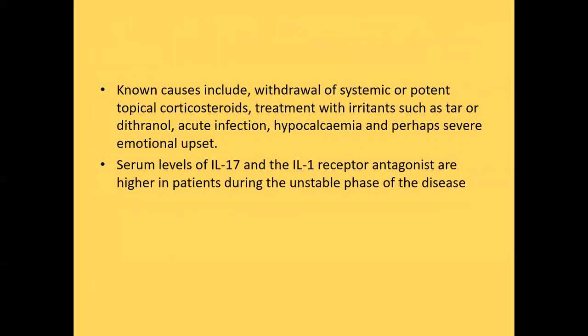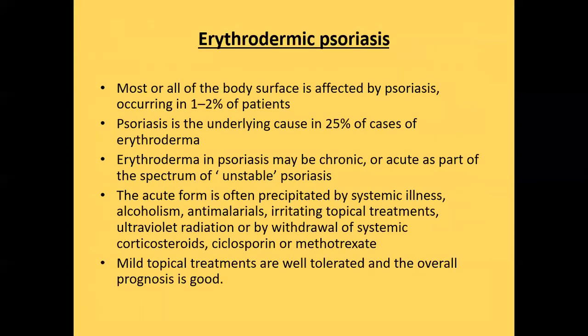Known causes of unstable psoriasis are sudden withdrawal of systemic or potent topical corticosteroids, treatment with irritants like tar or dithranol, acute infections, hypocalcemia, or perhaps emotional upsets. Serum levels of interleukin-17 and interleukin-1 are higher in patients with unstable disease.